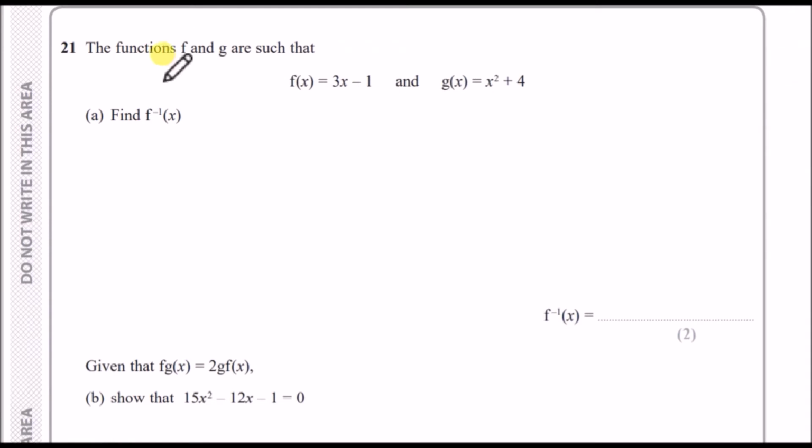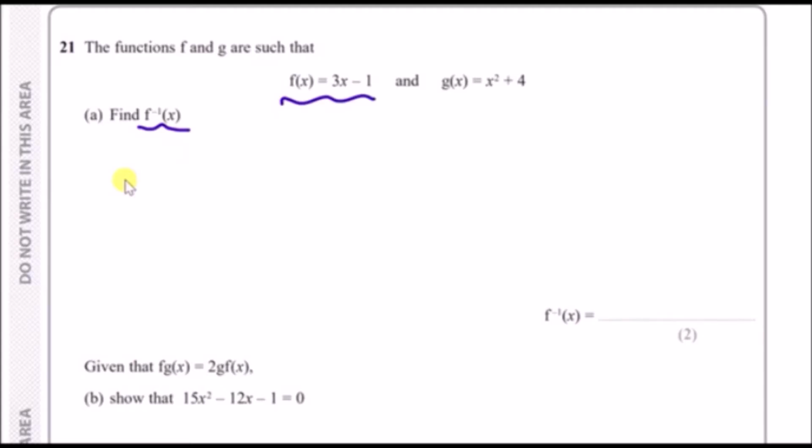Alright, the functions f and g are such that, and you're given the definition of them, and here in part A, they want us to find f to the minus 1 of x. So that symbol f to the minus 1 is known as the inverse function of f, okay? So to find the inverse function of f, what we have to do is use this kind of technique.